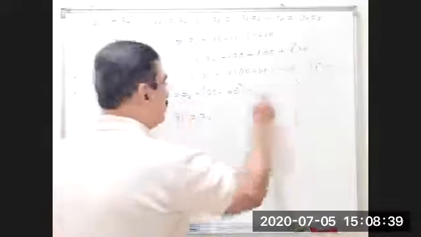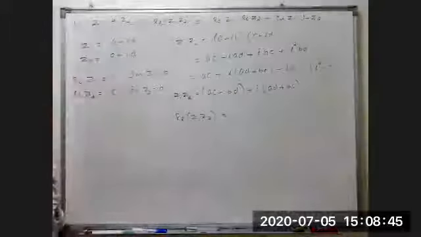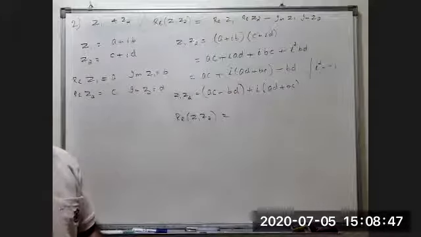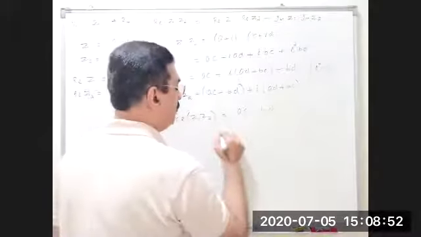The product of two complex numbers is again a complex number. In this complex number, what is the real part? Real part means all those terms without i. This is AC minus BD.